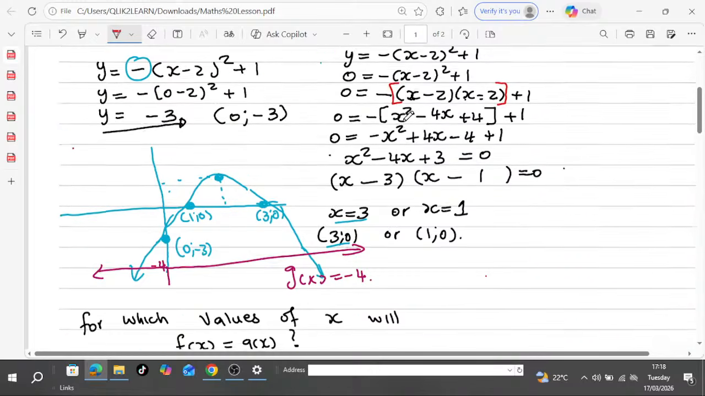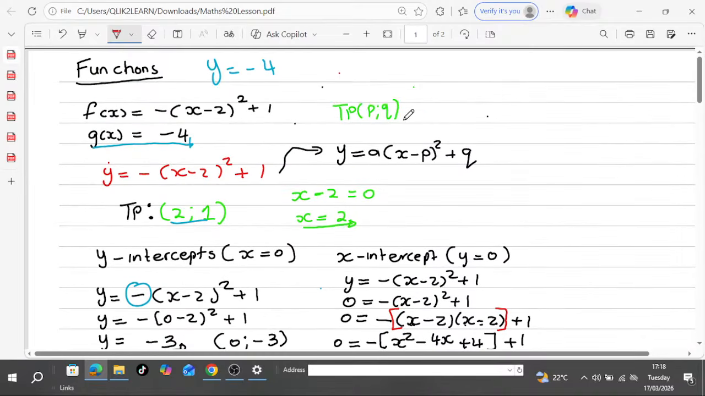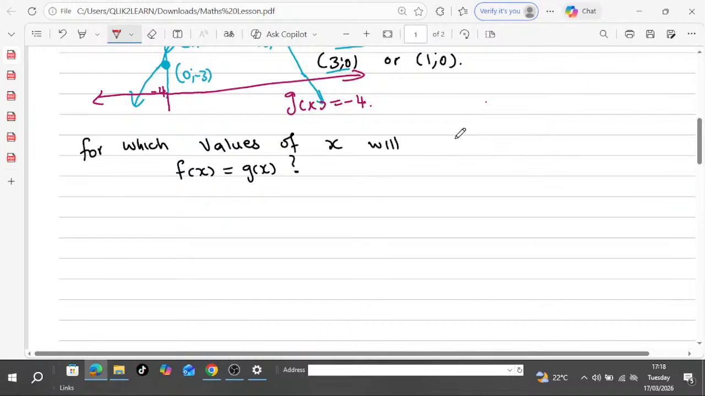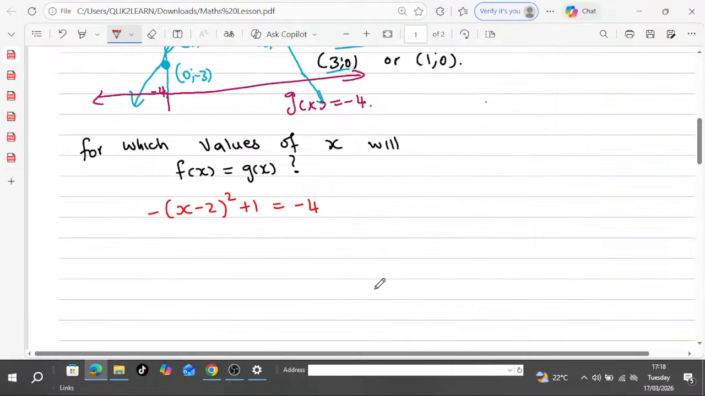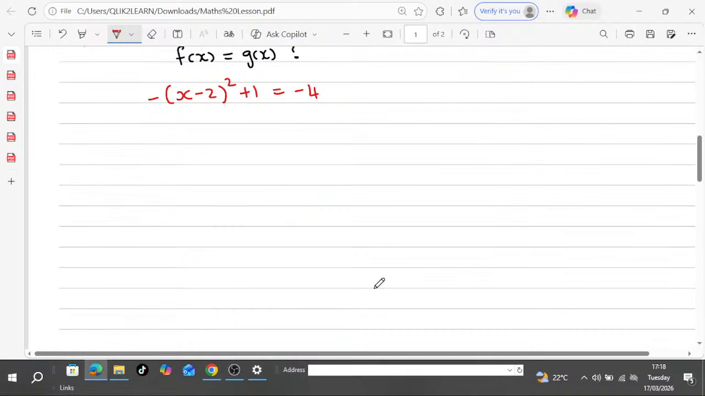So what's your f at x? We know that f at x is minus x minus 2 squared plus 1. Okay, so let's write f at x down. This is minus x minus 2 squared plus 1. We need to equate this to g at x, which is just minus 4. Okay, let me check if we have any questions. Okay, great. Everything is good so far, right? So now we equate these two graphs. Then what happens next? We solve for x. Let us quickly solve for x.